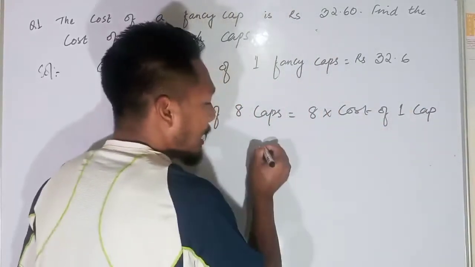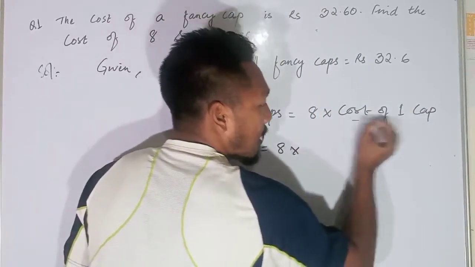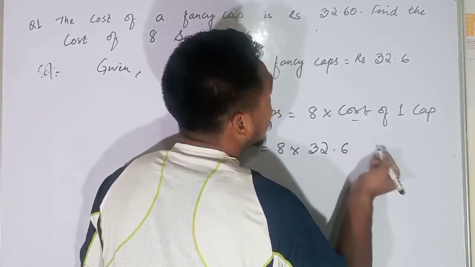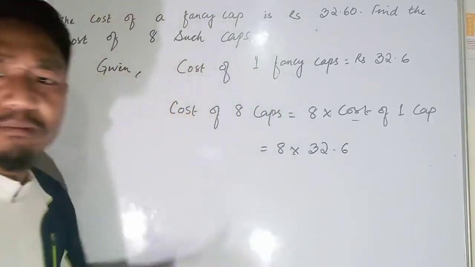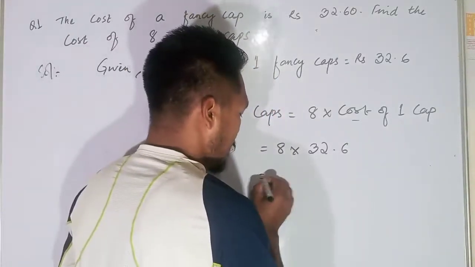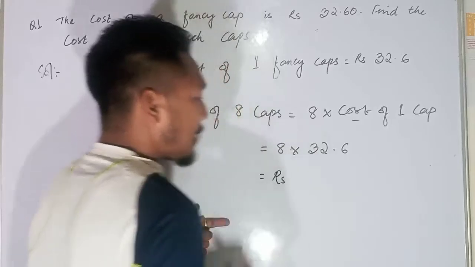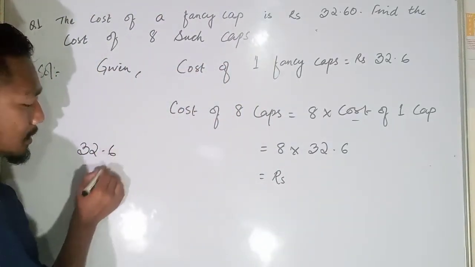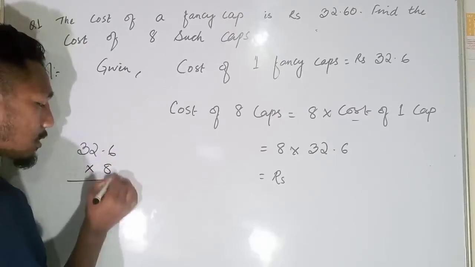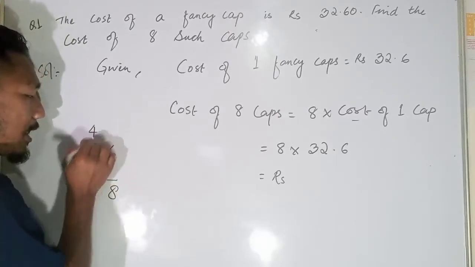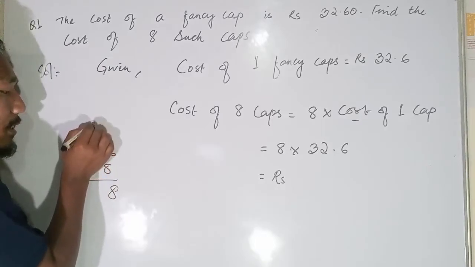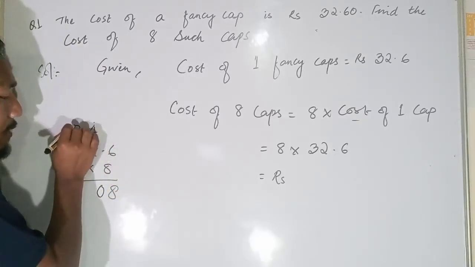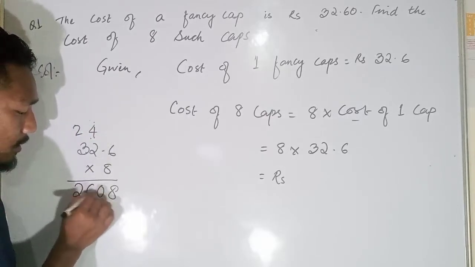And we know that the cost of 1 cap is 32.60. You don't need to write the 0, it doesn't matter. So how much will it be? Multiply. So I'm multiplying here: 32.6 into 8. 8 sixes are 48, 4 in hand. 8 twos are 16, 17, 18, 19, 20, 2 in hand. 8 threes are 24, 25, 26.